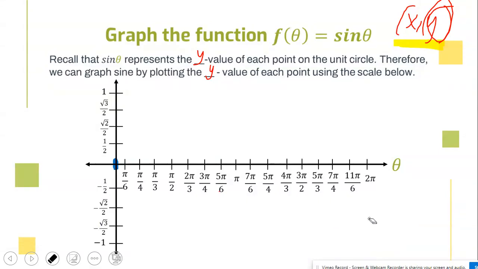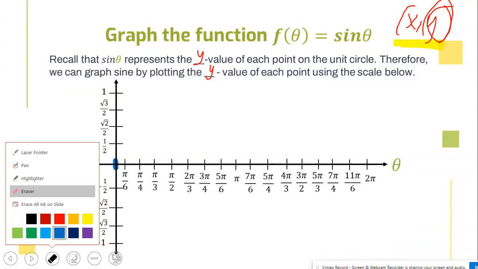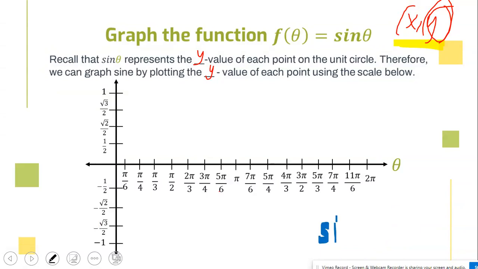Perfect. Then we want to evaluate sine of pi over 6, right? So this one was 0. So sine of pi over 6, right?